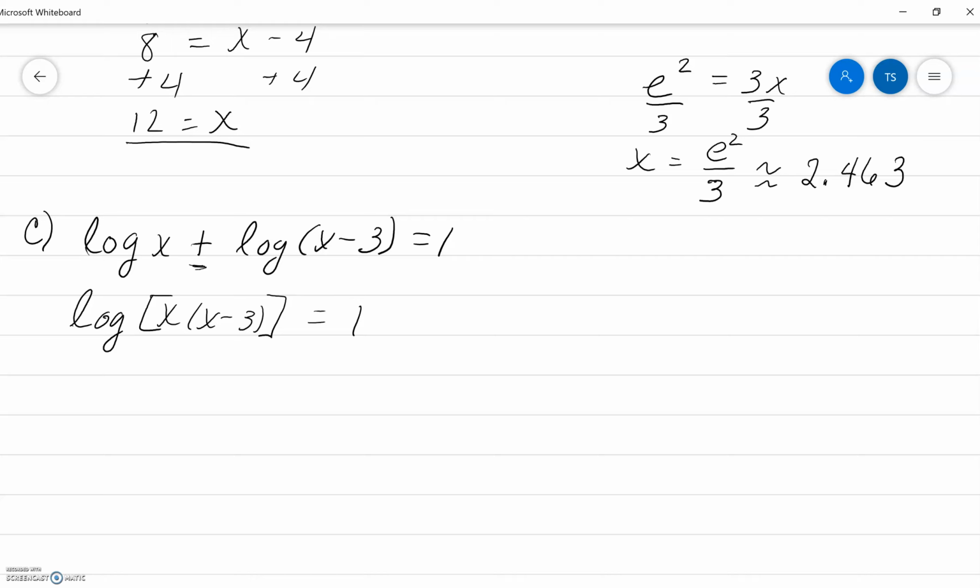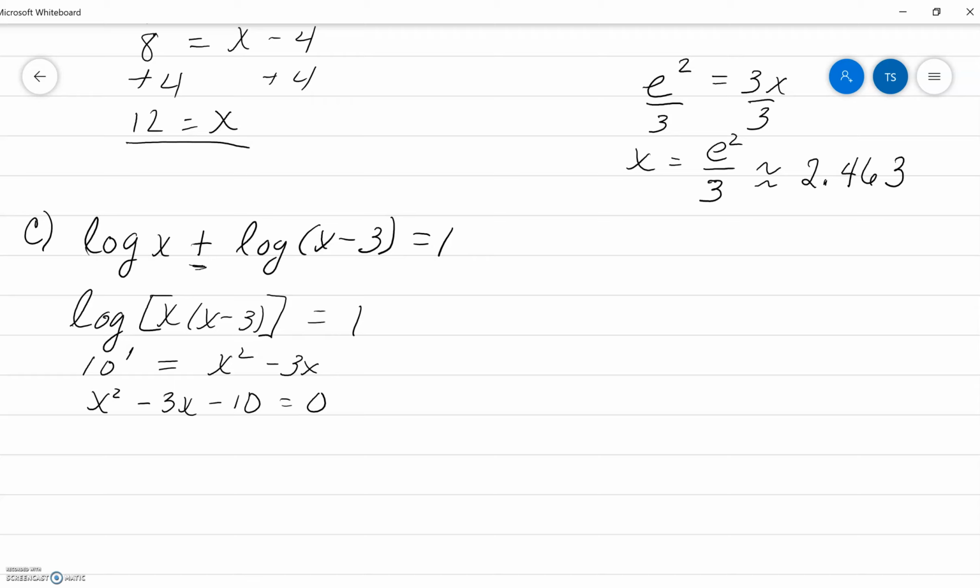Okay, so I'm going to switch to exponential form and distribute that x in the next step. The log, there's no base written there. Since there's no base written there, it is base 10 because that means it's a common log. So 10 to the first power equals x squared minus 3x. Well, 10 to the first is just 10. I see x squared, which means I have to move everything to one side in order to solve it. So I'm going to subtract the 10. We're going to get x squared minus 3x minus 10 equals 0.